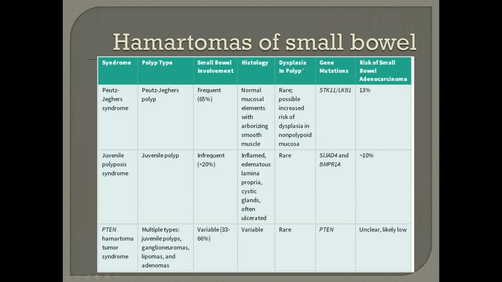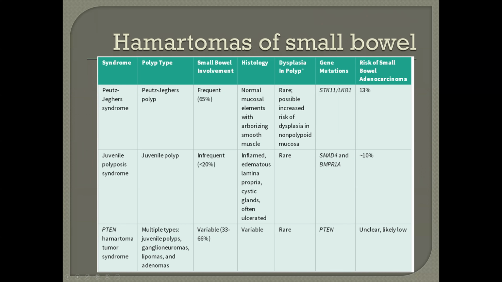Specific mutations, here's the board question. STK11, most commonly associated with Peutz-Jeghers polyps, SMAD4 and BMPR1A, associated with juvenile polyposis, and of course PTEN associated with PTEN hamartoma tumor syndrome. These are even more rare than the others, and can appear in a variety of different polyp types, and therefore is difficult to recognize de novo.